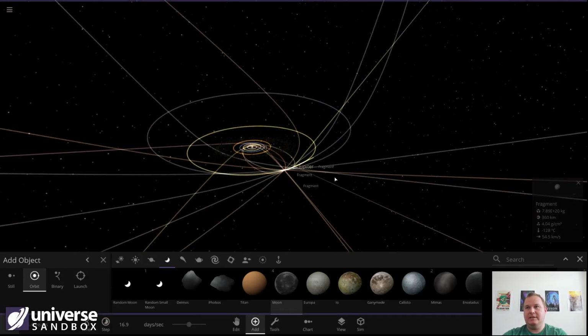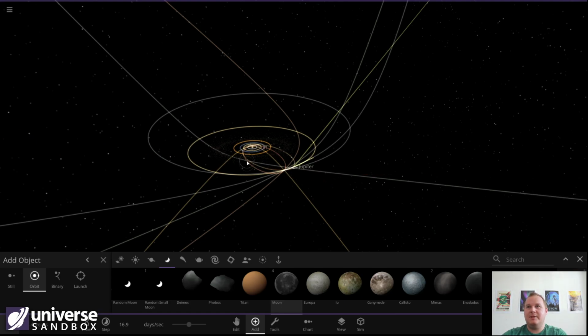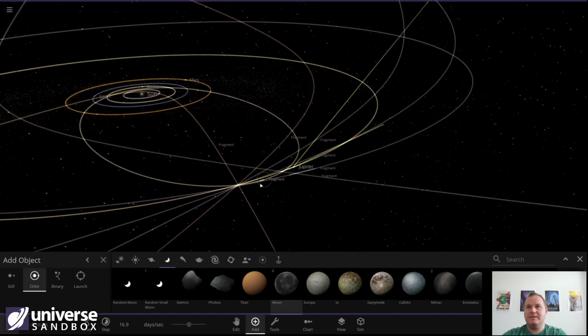I wonder if I can delete those fragments. Yeah, let's get rid of a bunch of them. So Jupiter is the biggest planet in the solar system. I'm gonna try and get rid of all these fragments now.